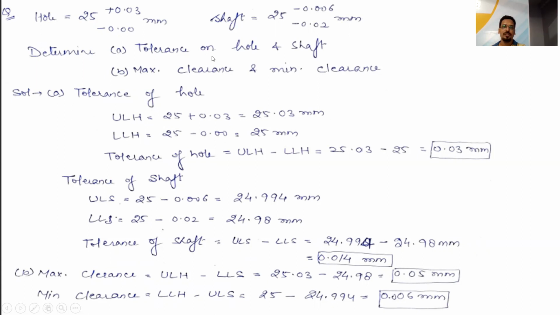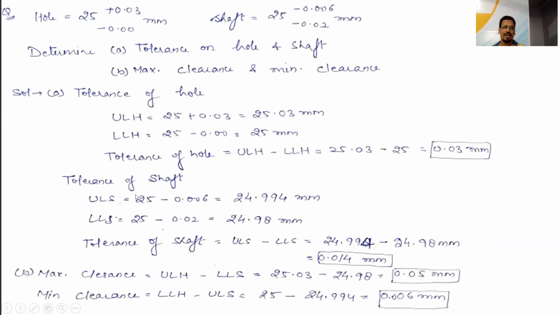So tolerance is calculated like we have done in the previous question. For the tolerance of the hole, the upper limit of the hole is 25 plus 0.03, so it is 25.03, and the lower limit of the hole is 25 minus 0, that is 25 mm. So the tolerance of the hole will be upper limit of hole minus lower limit of hole, equal to 25.03 minus 25, that will be 0.03 mm.